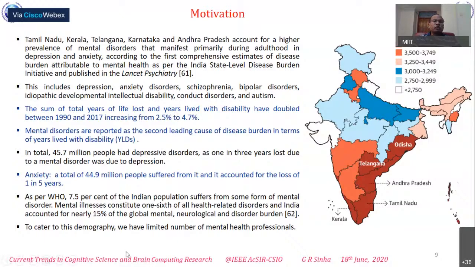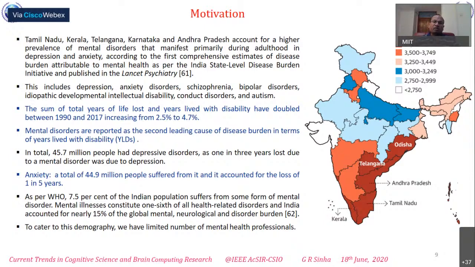So you can see that the total years of life lost and years lived with disability doubled between 1990 and 2017. It has increased from 2.5% to 4.7%. Mental disorders are reported as the second leading cause of disease burden in terms of years lived with disability. In total, 45.7 million people had depressive disorders, as 1 in 3 years lost due to a mental disorder was due to depression. And there is one more statement, a total of 44.9 million people suffered from it and accounted for the loss of 1 in 5 years. I have given the reference also. One can go through these papers and study.